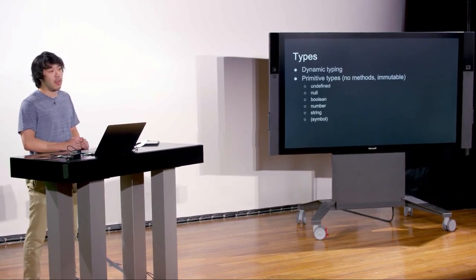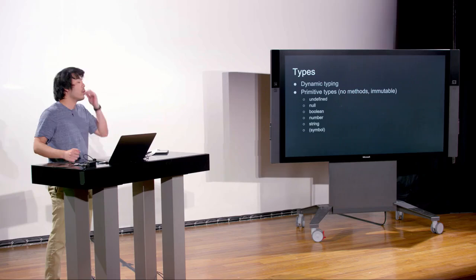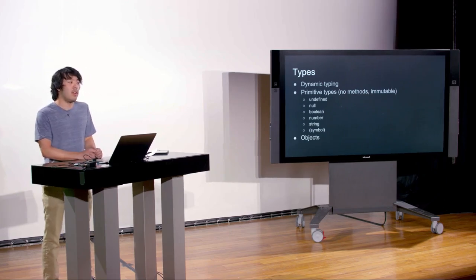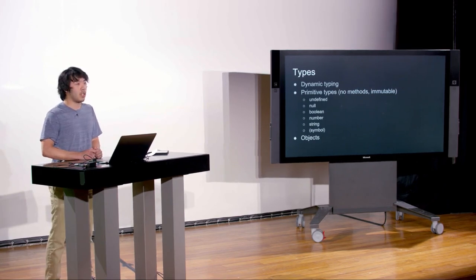String, which are the things between the quotes. And then symbol, which is something that's new in ES6, but we're not going to talk about it, nor are we going to use it. And then everything else is an object, and we'll talk a little bit more about that later.